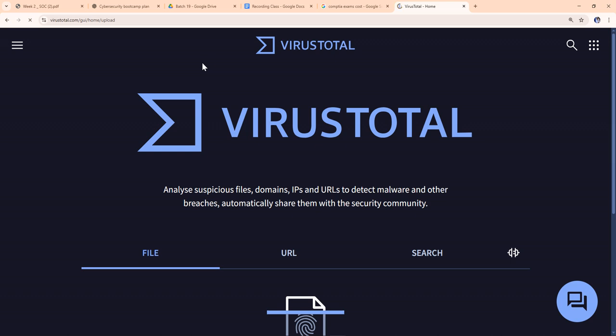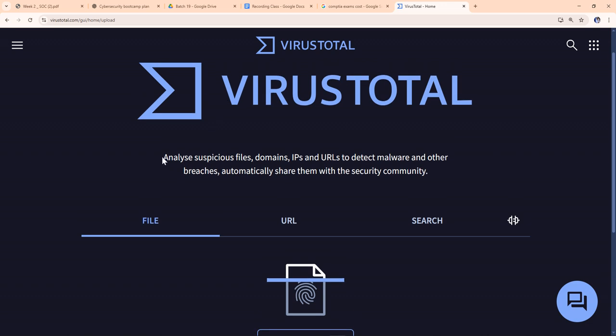Okay. So this platform is one of the most basic platforms that you will be using more frequently, and you will even use those that look like it more frequently. What are we going to be doing here? This platform says that it analyzes suspicious files, domains, IPs, and URLs to detect malware and other breaches. And also, it automatically shares them with the security community.